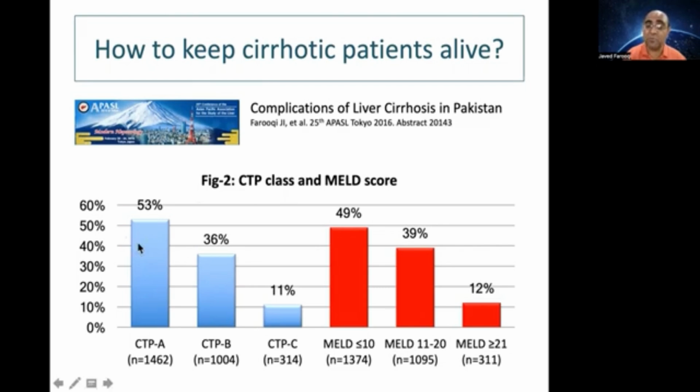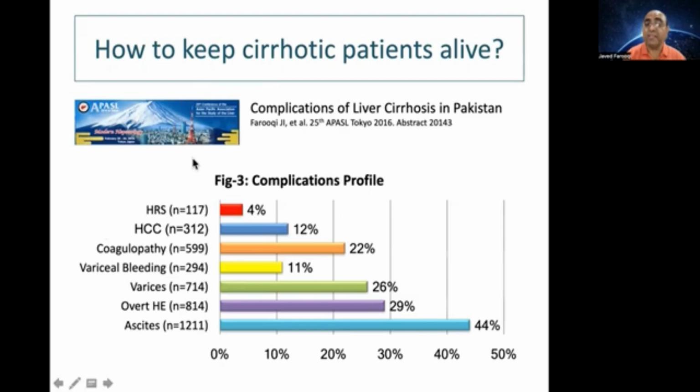And if you do that, probably you will be able to help more than 50% of your patients in a good way. And this is the complications profile of our patients. The most common was ascites, 44%, followed by the overt encephalopathy, then varices, variceal bleed, 11%, coagulopathy, 22%. 12% of these patients, 312, at the time of presentation were having space occupying lesion, they were having hepatoma.